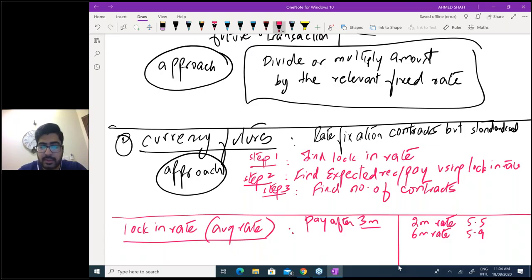You just see the trend. The 2-month rate was 5.5, the 6-month rate was 5.9. The trend was rising by 0.4 in 4 months.